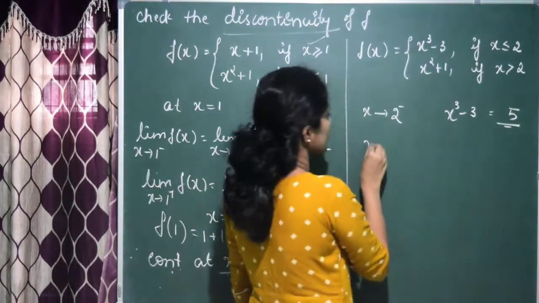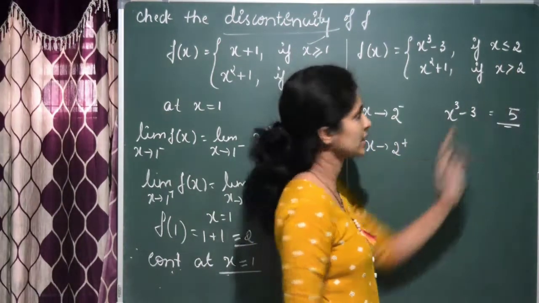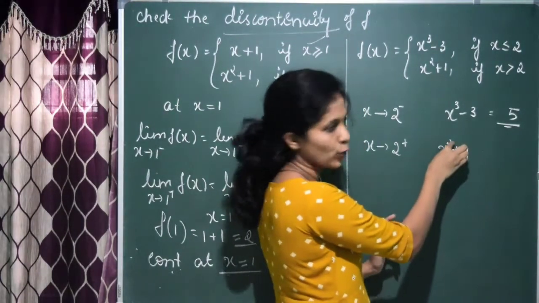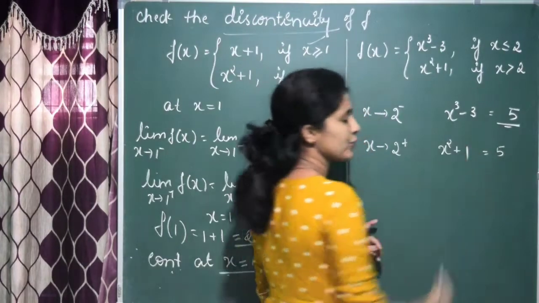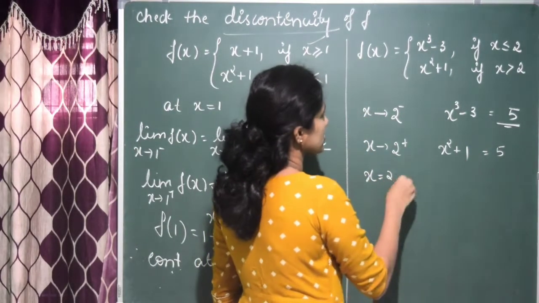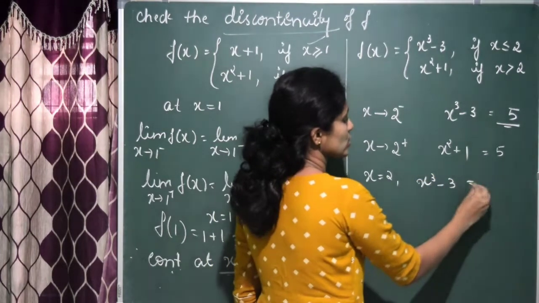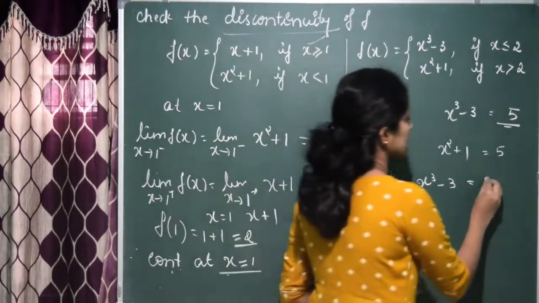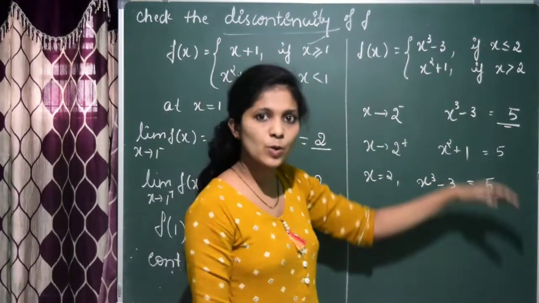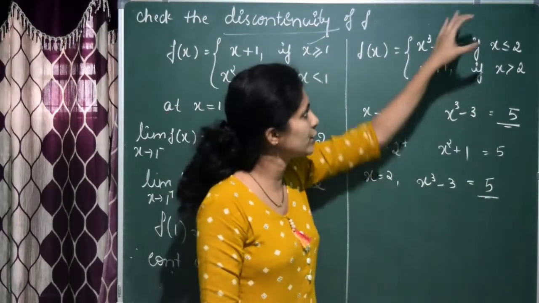Now the value of x is tending to 2 plus. From the right hand side, the value of x is greater than 2, so it is x square plus 1. So 2 square is 4 plus 1, which is equal to 5. Left hand limit is equal to right hand limit. So if I substitute x is equal to 2, at x is equal to 2, the function is again x cube minus 3. So this is 2 cube, which is 8, minus 3, equal to 5. So the function is continuous at x is equal to 2. So there is no point of discontinuity. Is it clear? There is no point of discontinuity for this function.